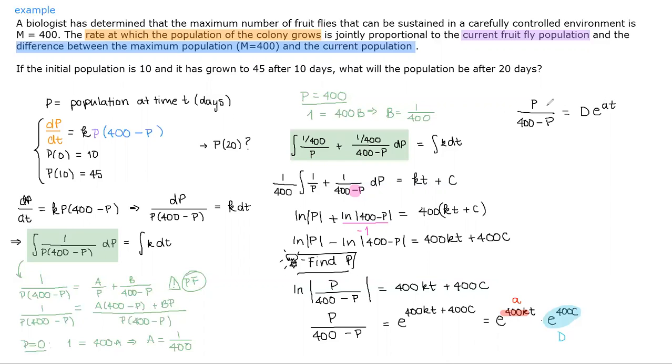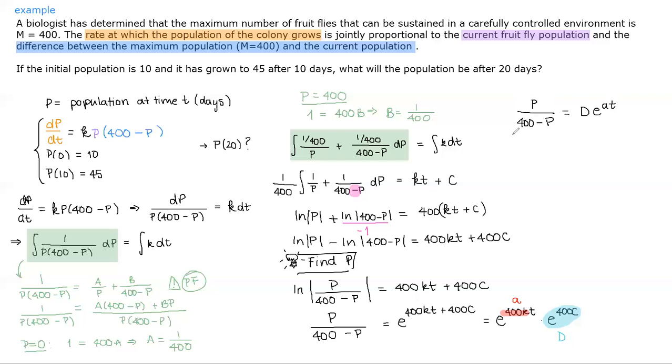So now I'm going to try to solve for p. At this point, this is the only thing that I have left to do. And to solve for p, I'll start by multiplying over 400 minus p over here, right? Because I'm trying to find p on each side. So I'm trying to isolate p, which means putting p on one side and everything else on the other side.